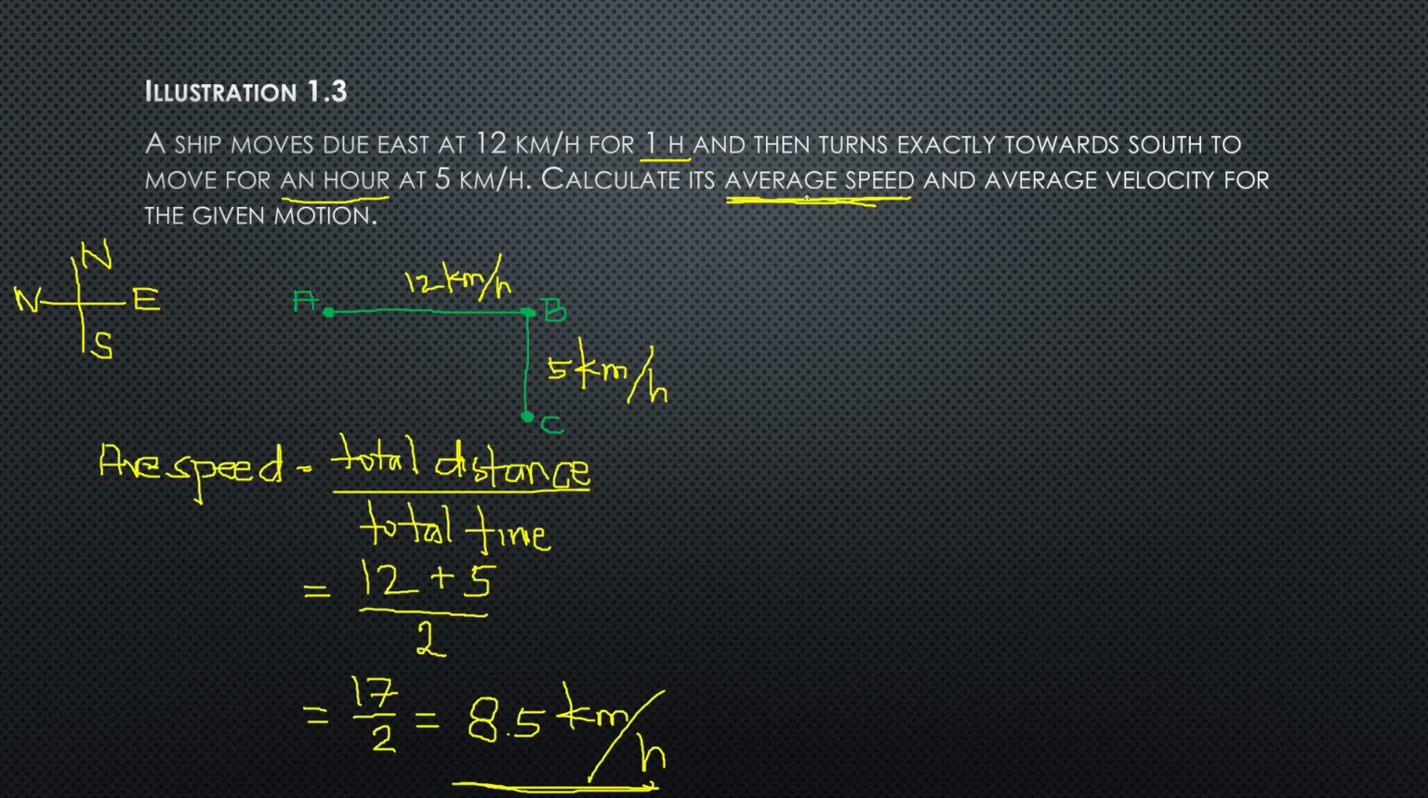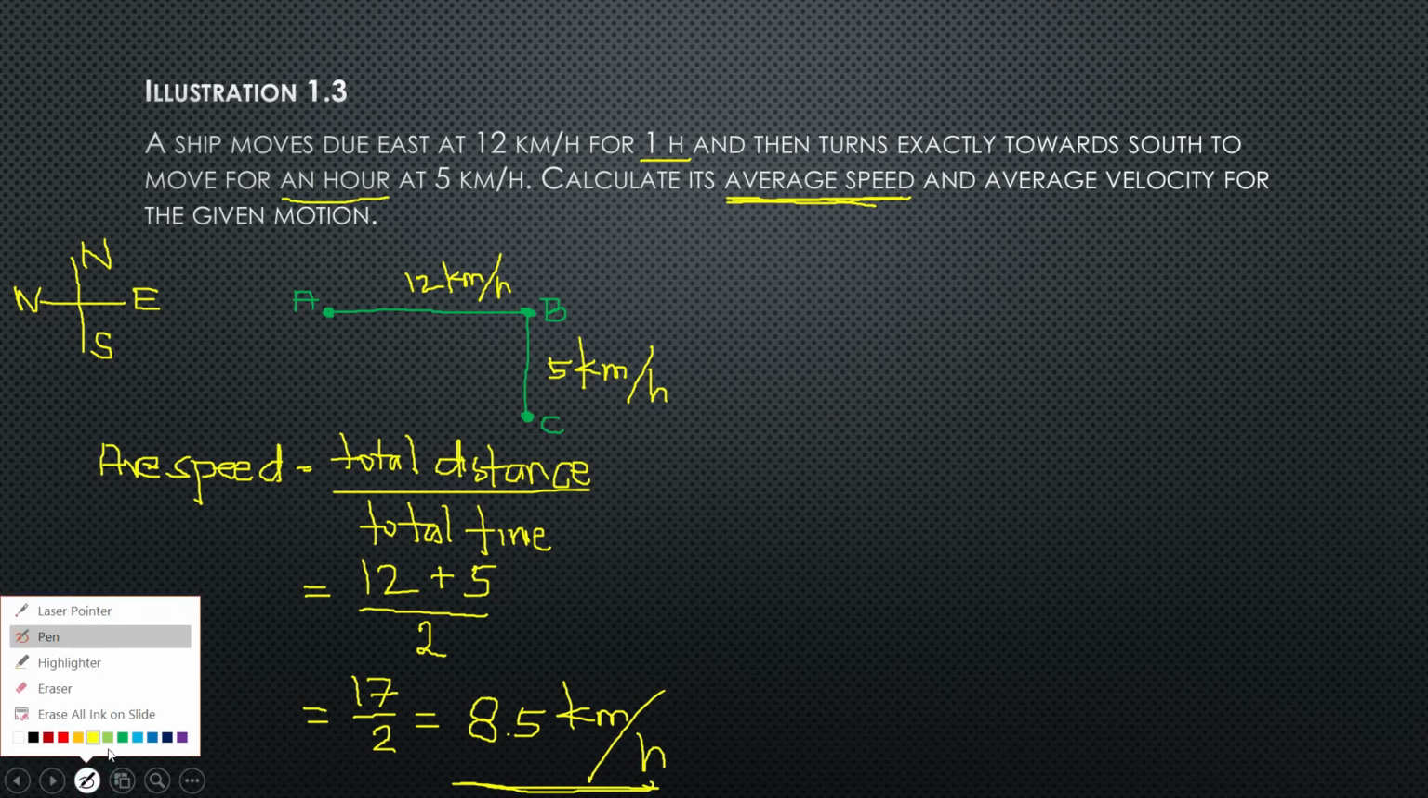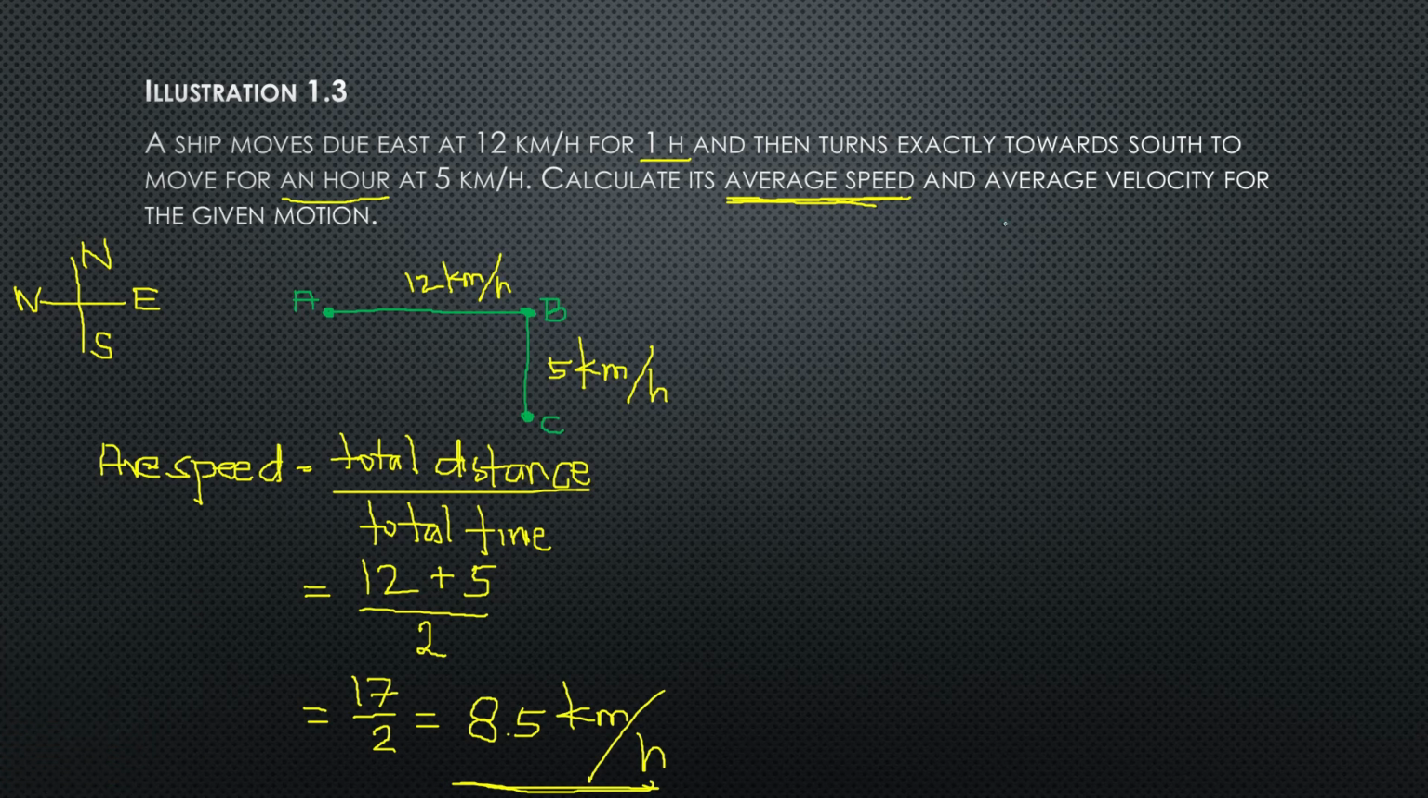So this is the answer for the average speed. Now, second question, unknown is the average velocity. So average velocity. Formula for average velocity. Average velocity is what?